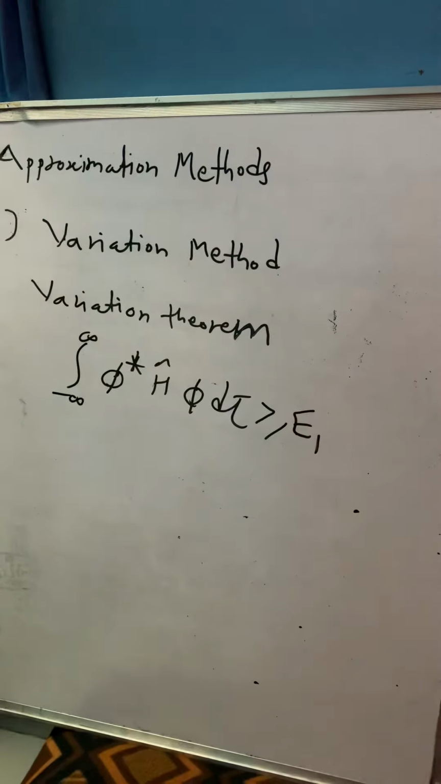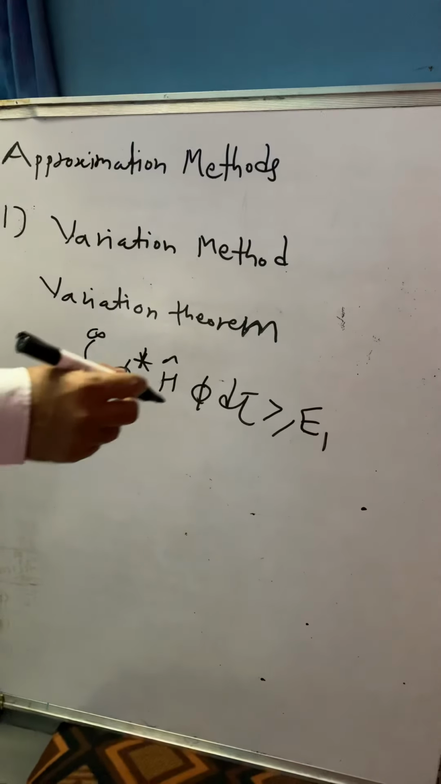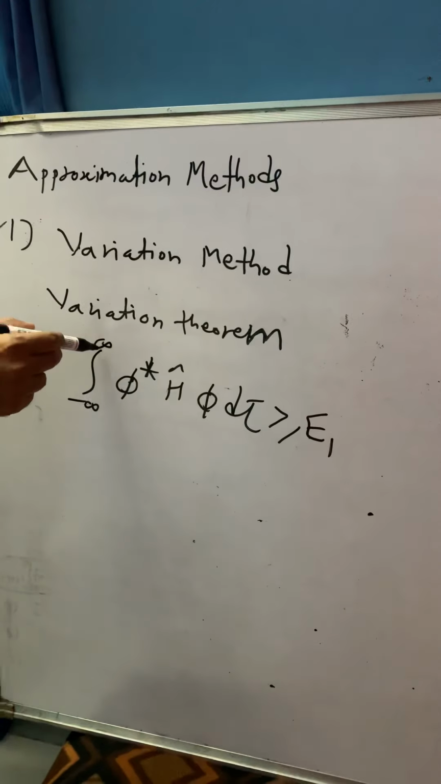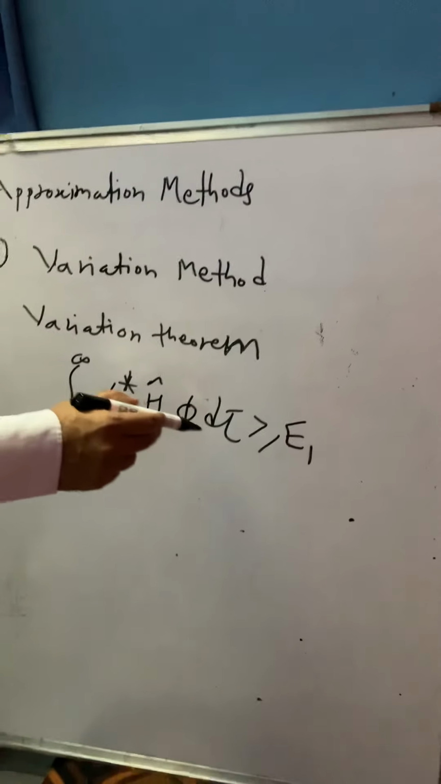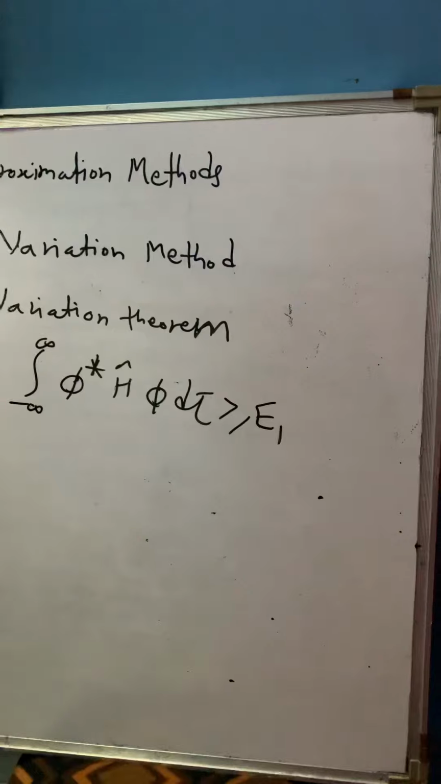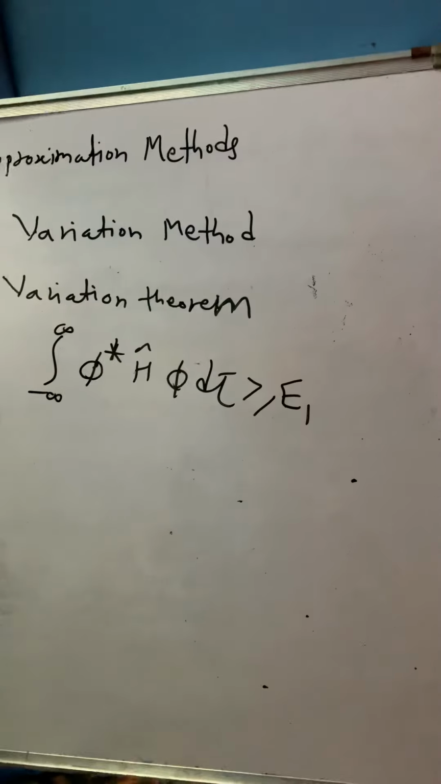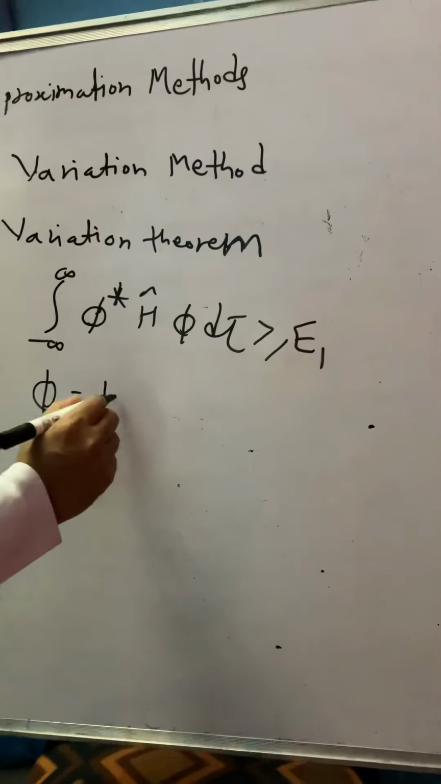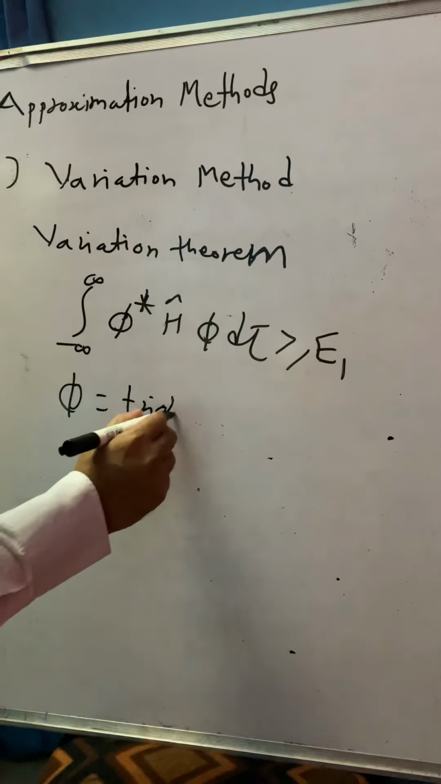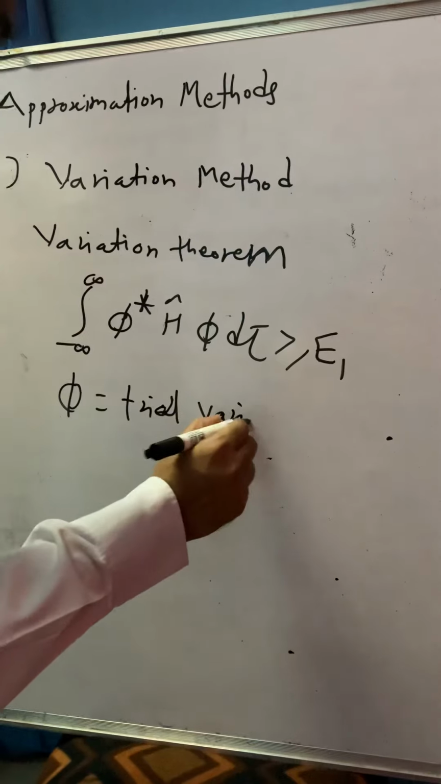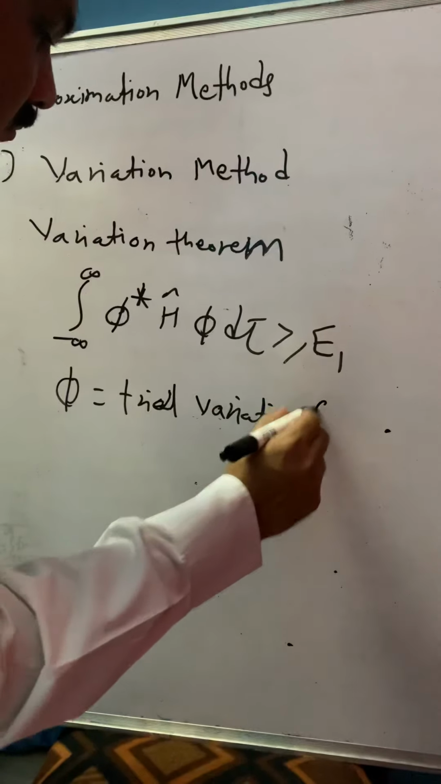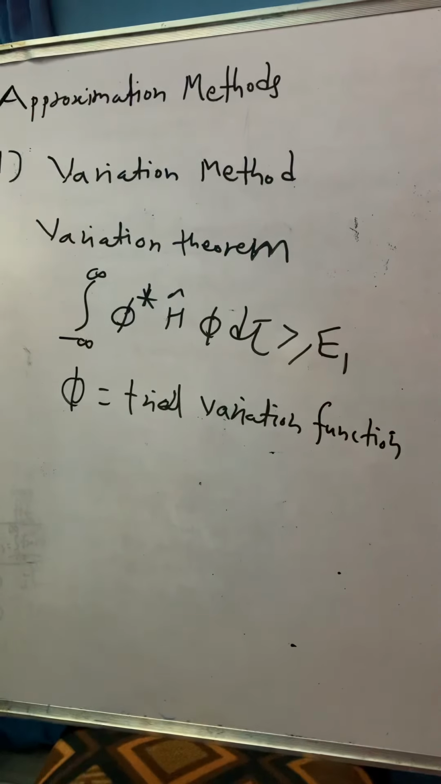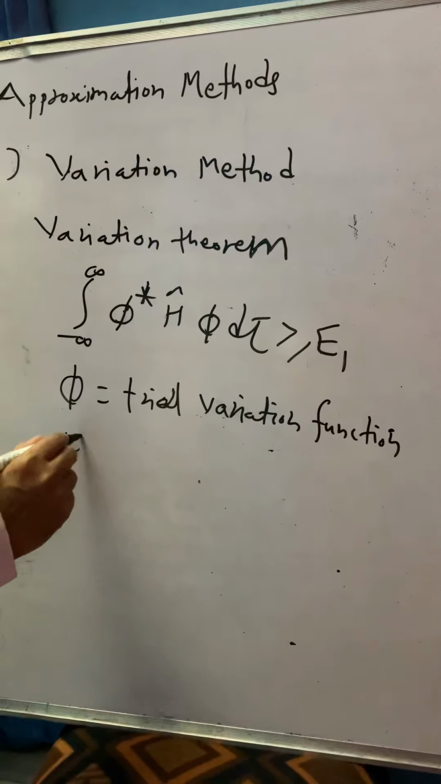This variation theorem is: integral from minus infinity to plus infinity of phi star H phi d tau is greater than or equal to E1. In this case, phi is known as a trial variation function, and H is the Hamiltonian operator.